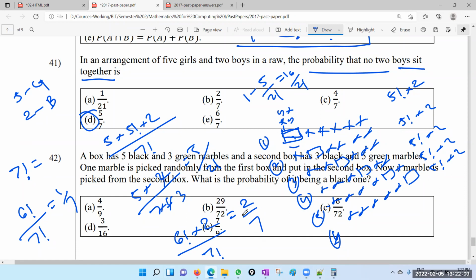Then we got 2 divided by 7. That is the probability of the two boys sitting together. But the question asks for the cases where boys do not sit together. No two boys sit together. So 1 minus 2 divided by 7. So 1 minus 2 divided by 7 is what? 5 divided by 7. Okay, so it's a difficult question anyway. So that is how I can argue. I can come up with the argument.